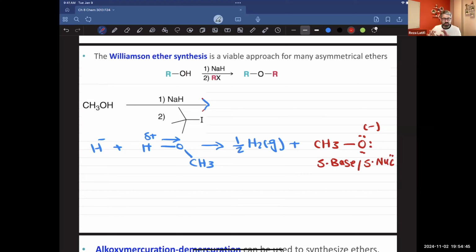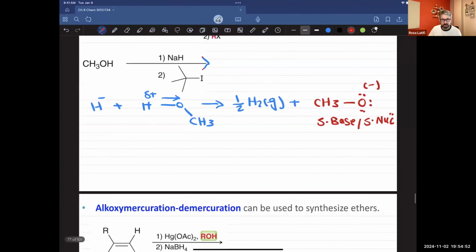Okay, nothing surprising until now. What will happen if I react this with the alkyl halide? Our alkyl halide is bulky, but the base is not. So I have a base. It will reach the carbon, and that carbon has a 3-methyls group and iodide. This is a tertiary carbon.